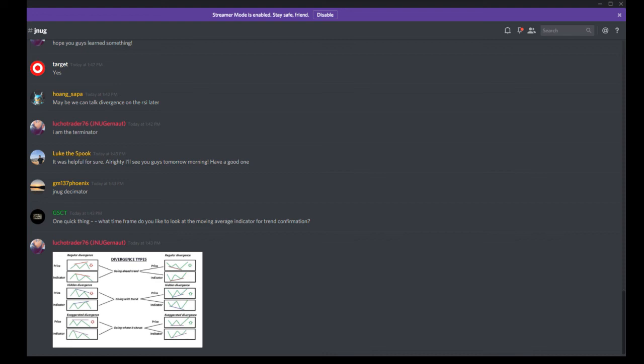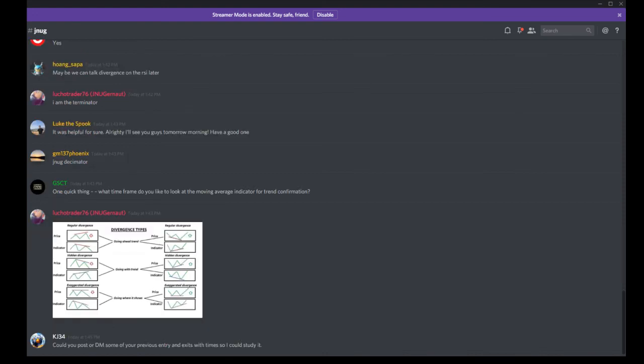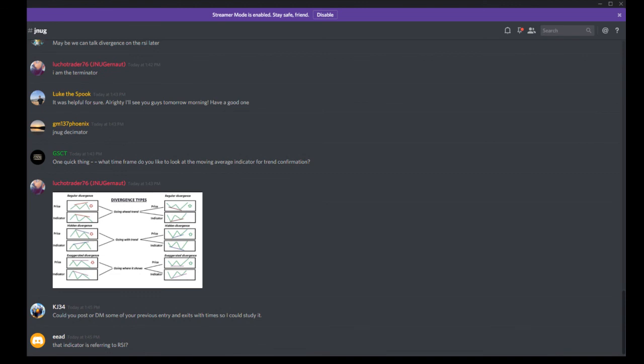But that divergence, definitely just pay attention to that. I don't know a really good way of explaining it besides price action: lower lows on the price, higher lows on the indicator. Higher highs in the price, lower highs in the indicator. Those are the things to look for. Yes, that indicator is referring to RSI.